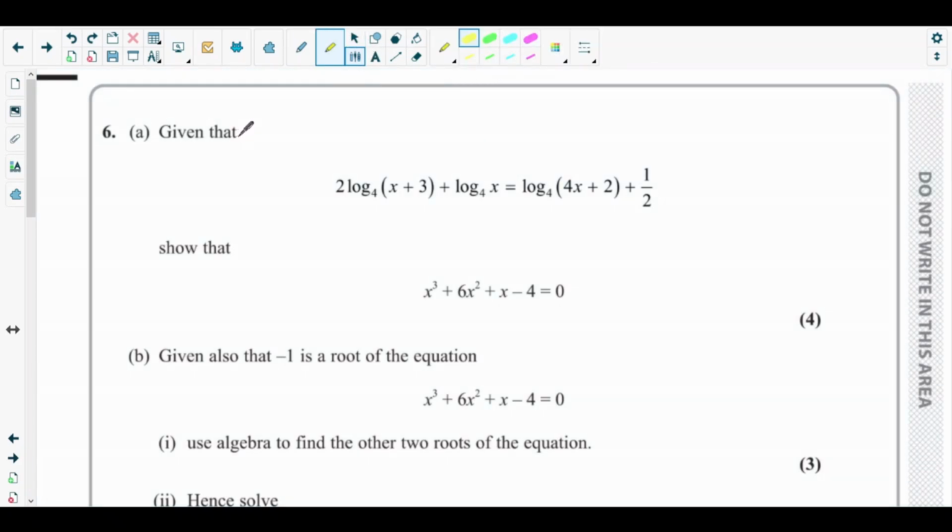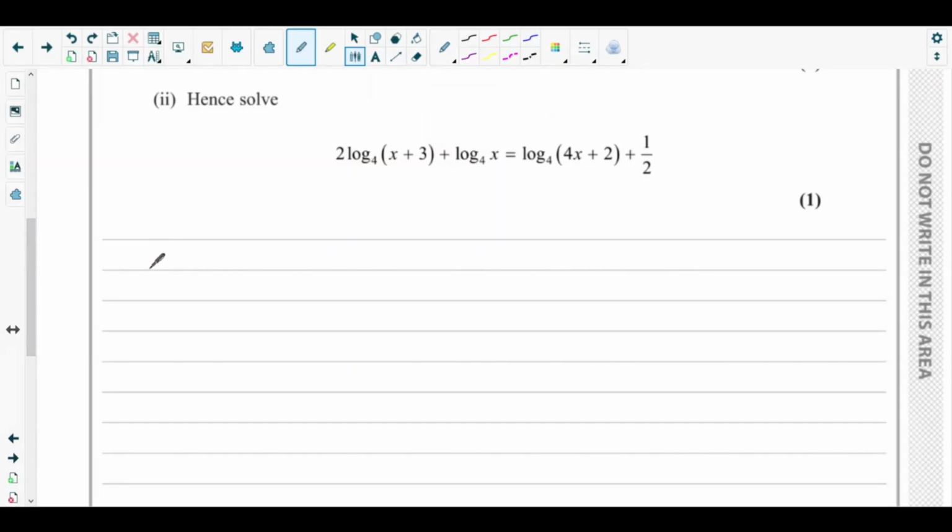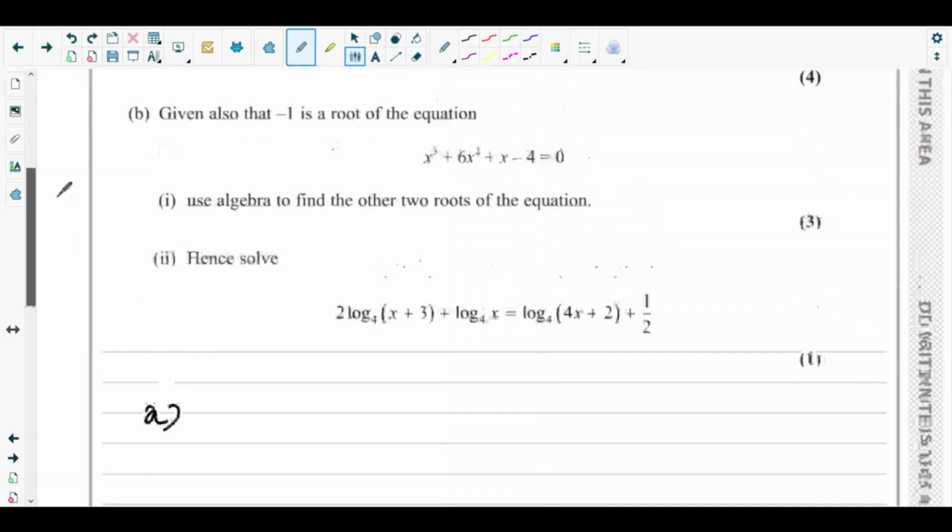In question 6a, given that 2 log base 4 of (x plus 3) plus log base 4 of x equals log base 4 of (4x plus 2) plus half. Okay, this is a logarithmic equation given. Show that x cubed plus 6x squared plus x minus 4 equals 0. That means basically we need to simplify this logarithmic equation. So let's simplify using the laws of logarithms.